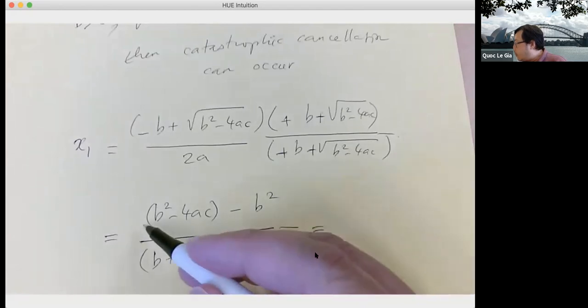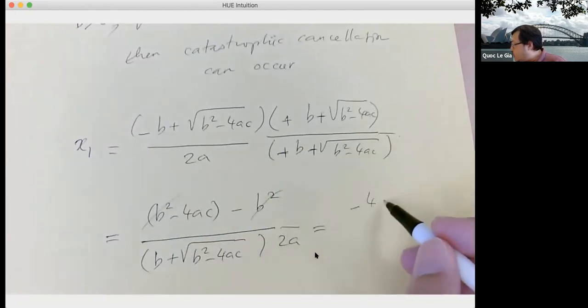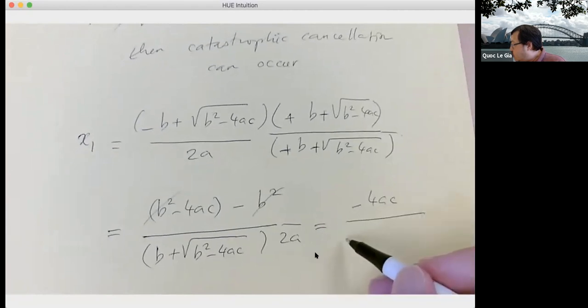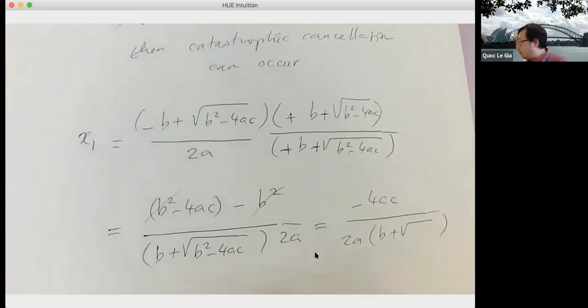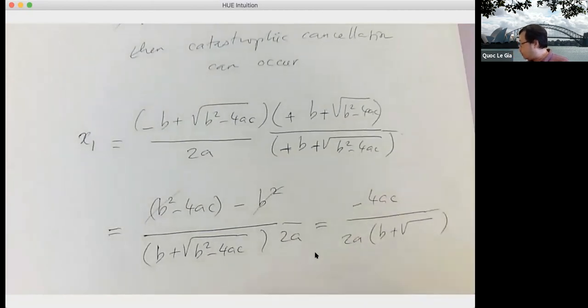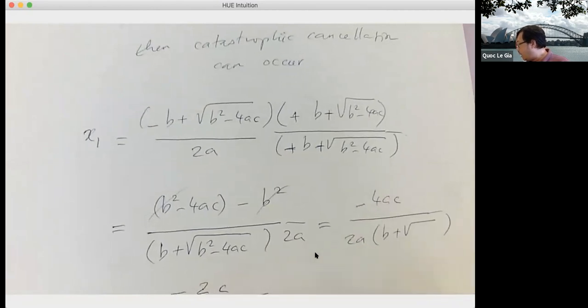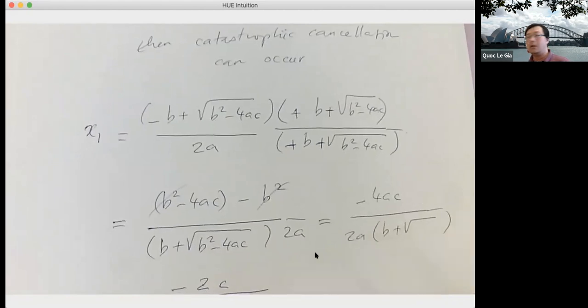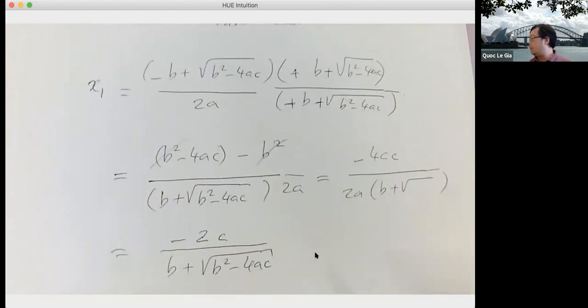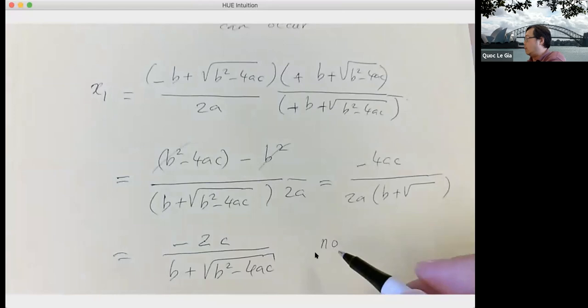And then now the b squared got cancelled. So you got minus 4ac divided by 2a and b plus square root of the discriminant. And the 2a got cancelled as well. So you got only minus 2c divided by b plus square root b squared minus 4ac. And you can see the last formula is equivalent to x1, but there's no catastrophic cancellation.